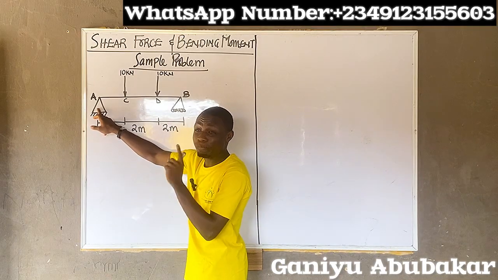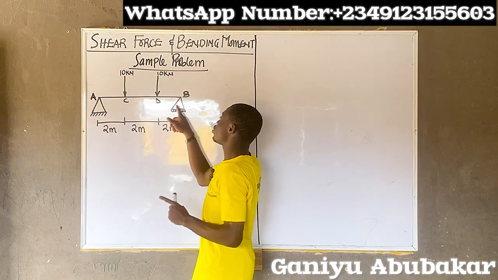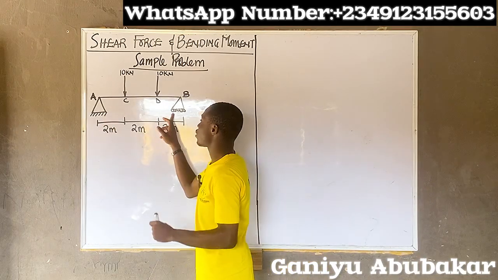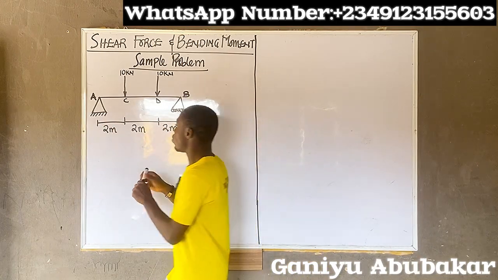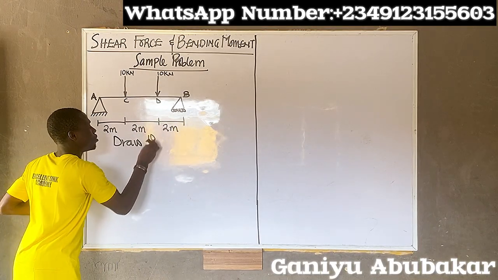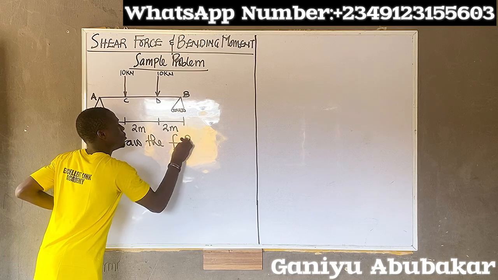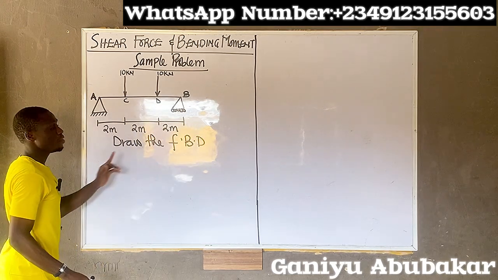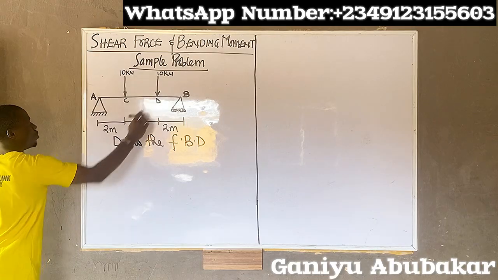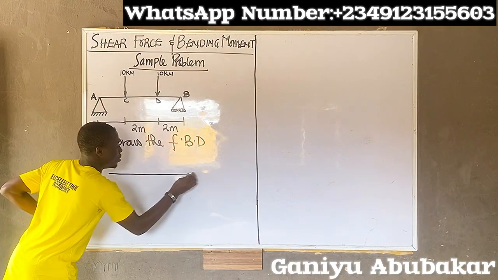Your next task is that if you observe that this one here is a kind of support called a pin support. This one is called a roller support. So I have to convert them back to forces. So drawing the first part now, I will draw the FBD. What's FBD? Free body diagram. For me, I'll have this one this way, this one this way.